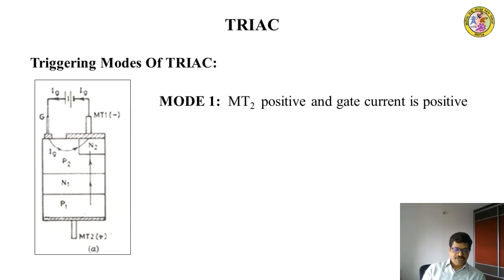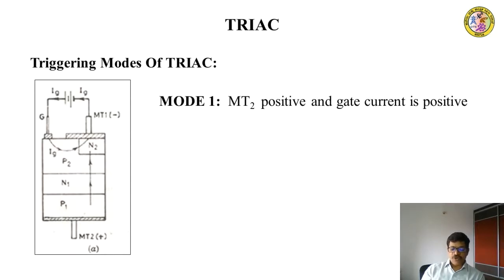Mode 1 operation. MT2 is positive and gate current is also positive. When MT2 and gate current are positive with respect to MT1, the gate current flows through the P2N2 junction as shown in the figure. The junctions P1N1 and P2N2 are forward biased, but junction N1P2 is reverse biased. When a sufficient number of charge carriers are injected in the P2 layer by the gate current, the junction N1P2 breaks down and the triac starts conducting through the layers P1, N1, P2, N2.